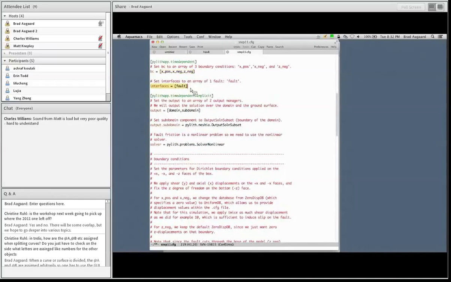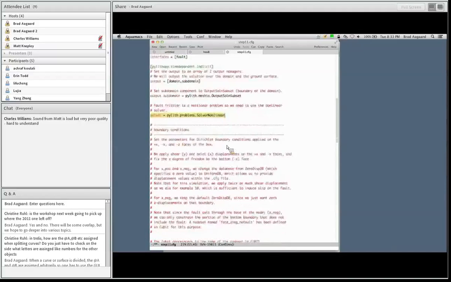We're going to have a single fault interface. We'll output over the domain and subdomain. Again, for our subdomain, we're going to get output on that. We use the output solution subset component. We're going to use the nonlinear solver because we're using a quasi-static simulation with friction.